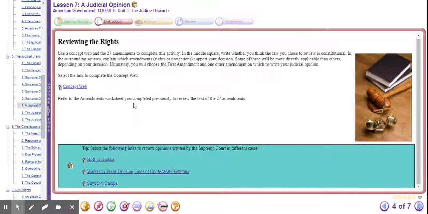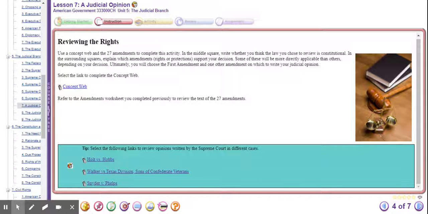Now, we've looked at some of these cases in the unit. Holt v. Hobbs, for example, is a case where the prisoner wanted to grow his beard out long because that's a religious expression, but the prison itself said, no, that's a safety hazard, and so that went to the Supreme Court. Does a man in prison have the right to express his religion by violating the rules of the prison, in this case by growing out his beard? So they had to rule on that and look at, well, what does the First Amendment say? And how far does that freedom of speech go? How far does that freedom of religion go?